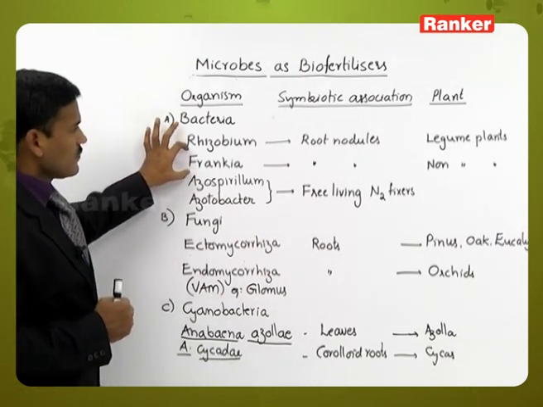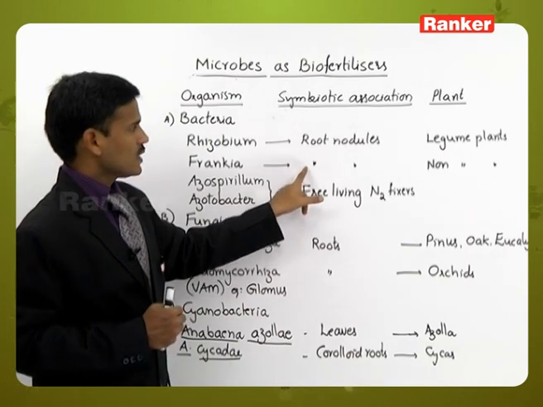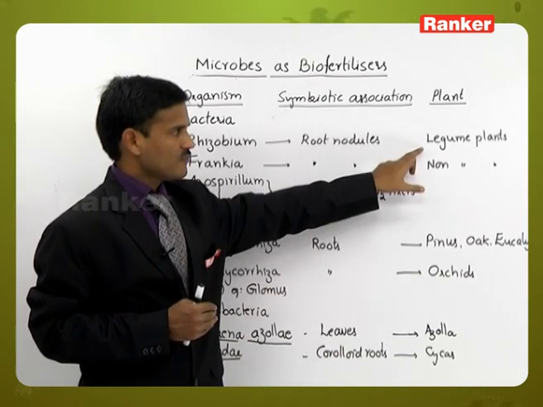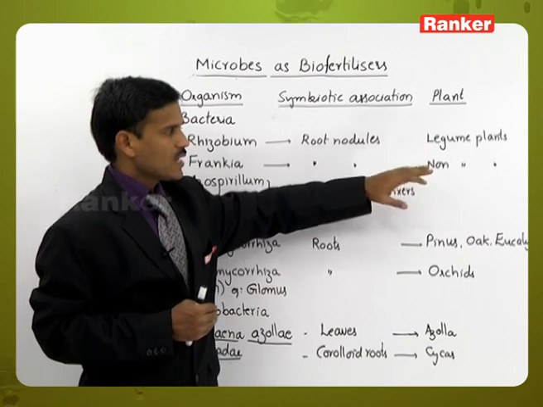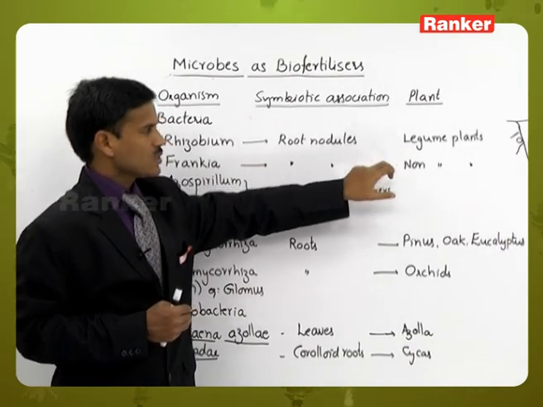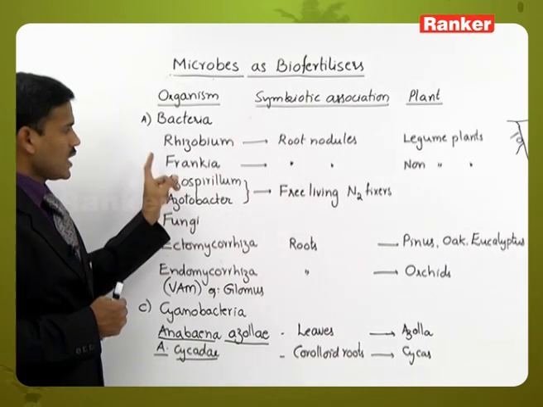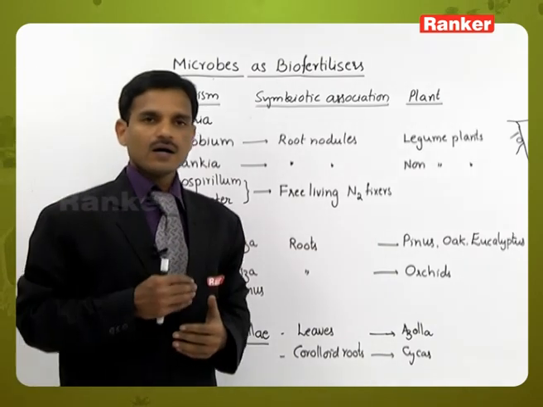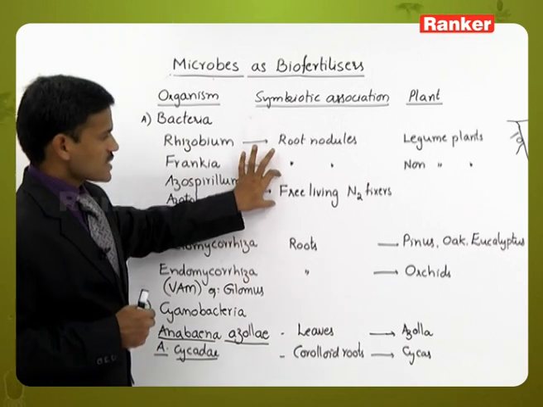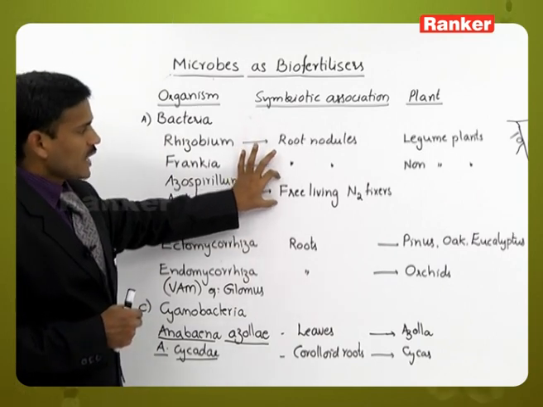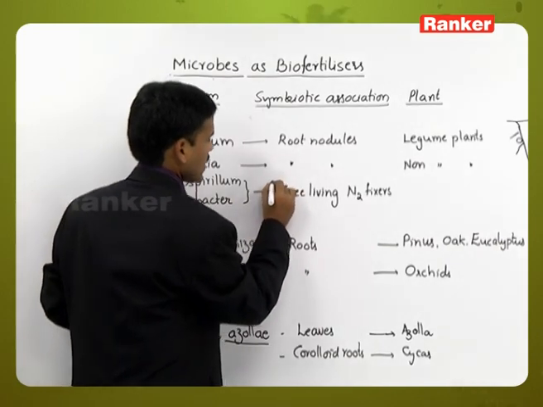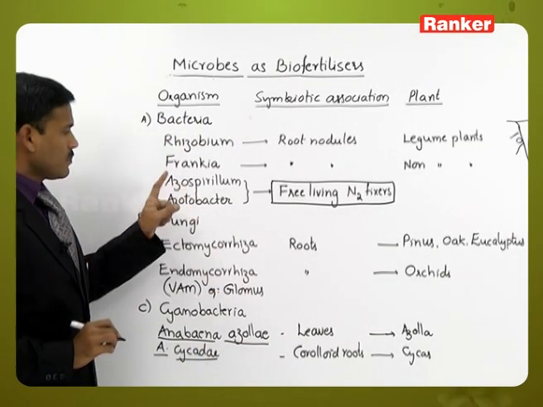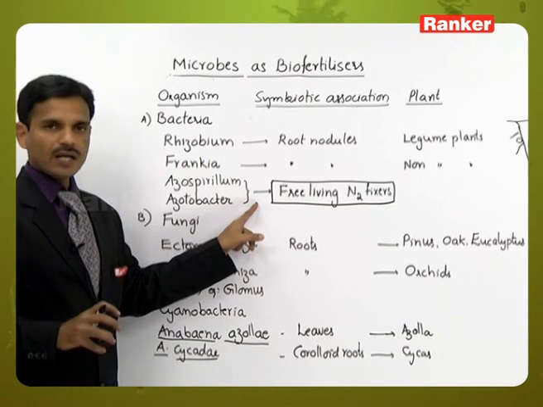And from the plant, in return, it takes some food materials and gets shelter also. Frankia also lives as a symbiont in the root nodules of non-legume plants, other than Fabaceae members. Legume plants are Fabaceae members, Leguminaceae family members. Other than Leguminaceae family members, some plants have root nodules, and in the root nodules Frankia fixes the nitrogen. Azospirillum and Azotobacter do not live as symbionts. They are free living nitrogen fixers, not symbiotic organisms.